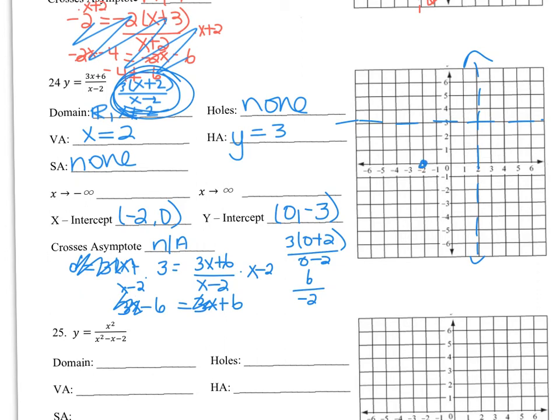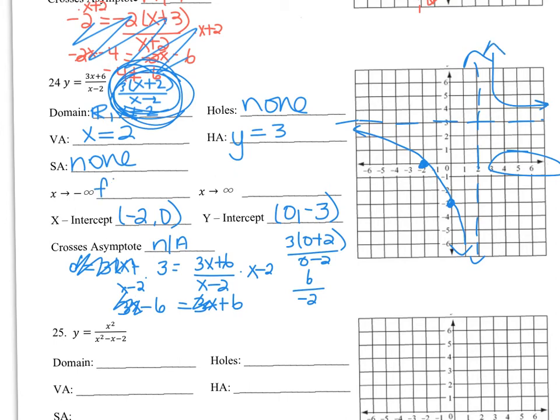X-intercept is negative 2, y-intercept is negative 3. So, oops, I'm not curving it. To know where your other curve is going to go, I would just pick a point and test. So I'm going to take 3. If I plug 3 in here, 3 plus 2 is 5. 3 times 5 is 15 over 3 minus 2, which is 1, so it's 15. So it's in the positives, which tells you it's going up there.